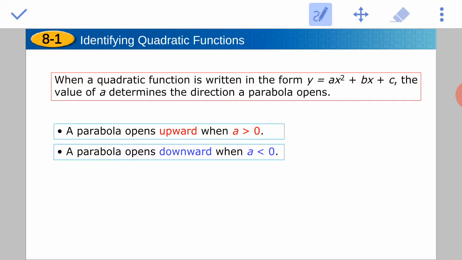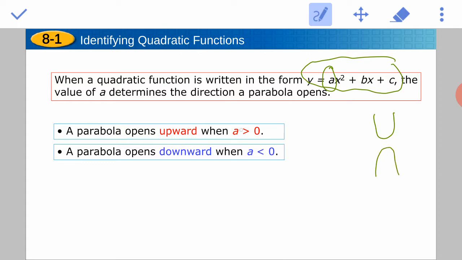Guys, sometimes you can identify the opening direction of the parabola even without graphing. If you look at the standard equation of a parabola, the coefficient in front of x squared, this a, gives us an idea about the opening direction of the parabola, whether the parabola opens upward or downward.